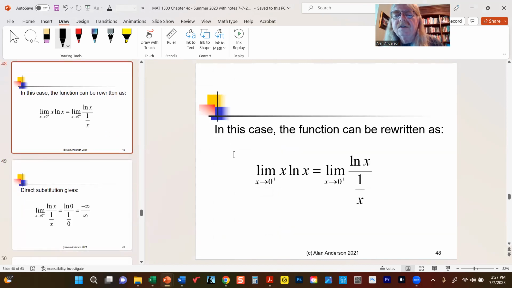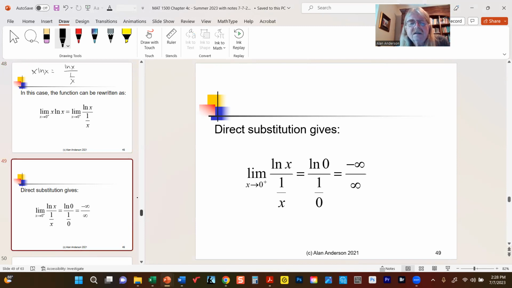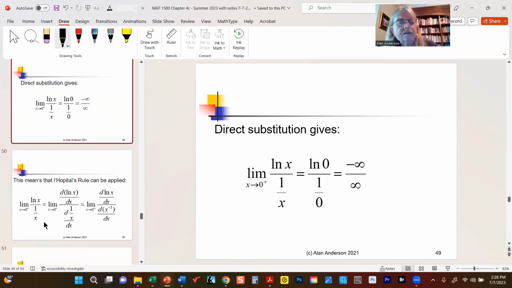So here's what we decided to do. We're just rewriting it in a very interesting way. Who would think to do something like this? And the beauty of doing it this way is all of a sudden you now have negative infinity over positive infinity, which allows us to use L'Hopital's rule. Even though there's a negative up there, those are still both infinities. So that means we can find our limit by taking the derivative of log x and dividing it by the derivative of 1 over x.